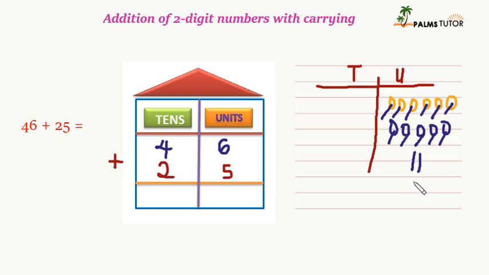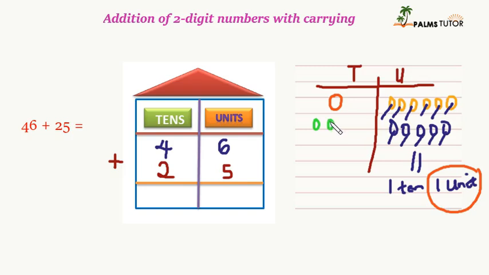Can we write 11? No, because only one digit can stay in the units house. How do we know what to carry and what to leave? 11 is 1 ten and 1 unit. We are leaving 1 unit, which is in the right place, and we carry 1 ten to the tens house. 1 ten. We count our next number.